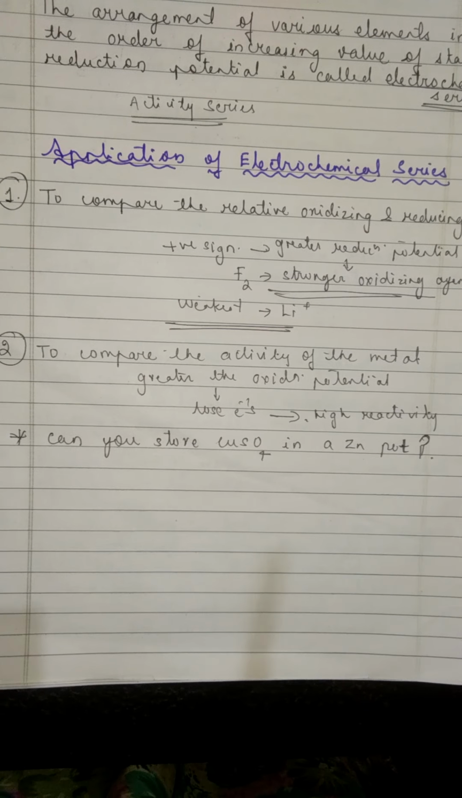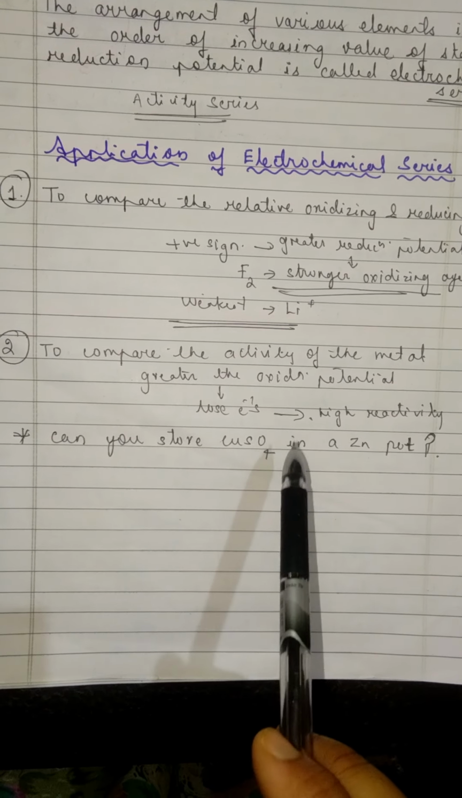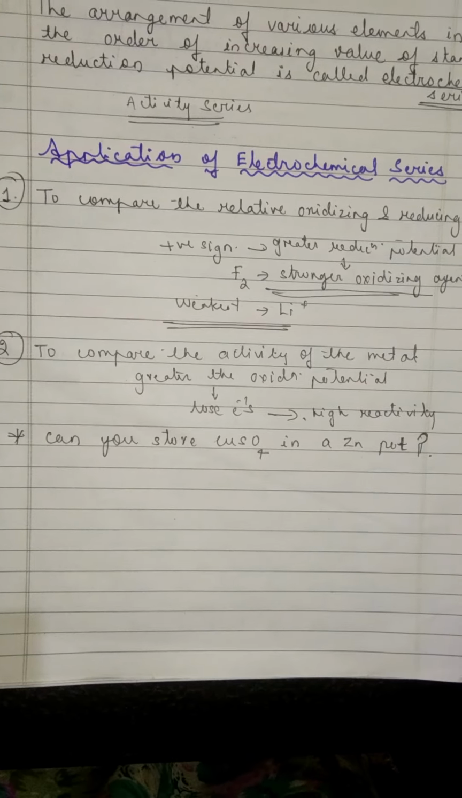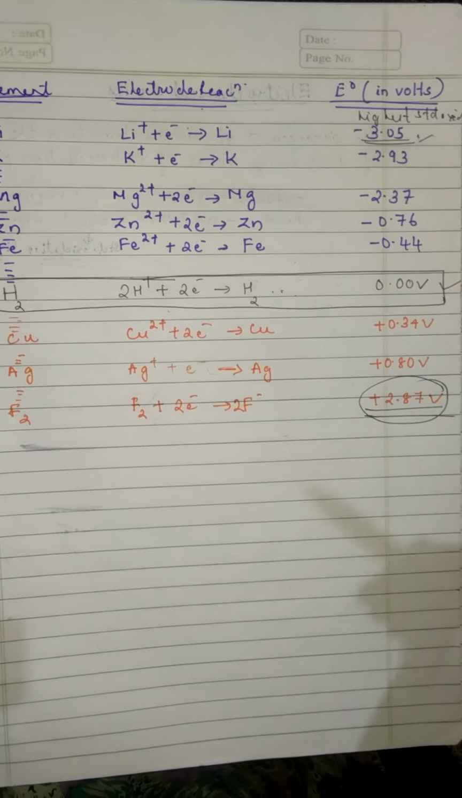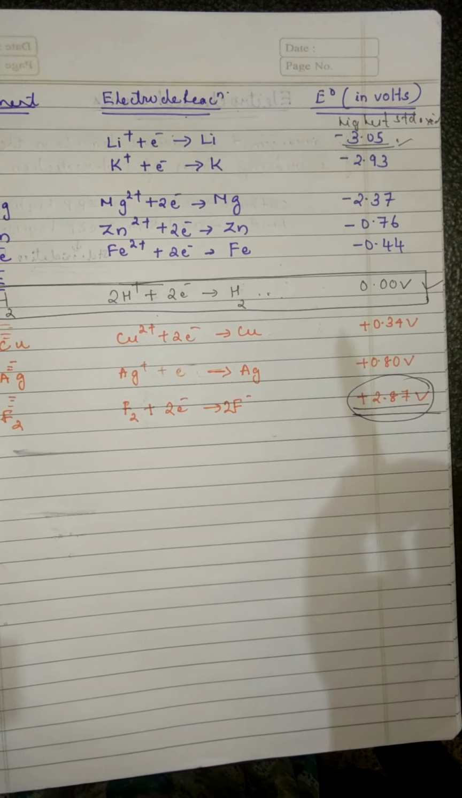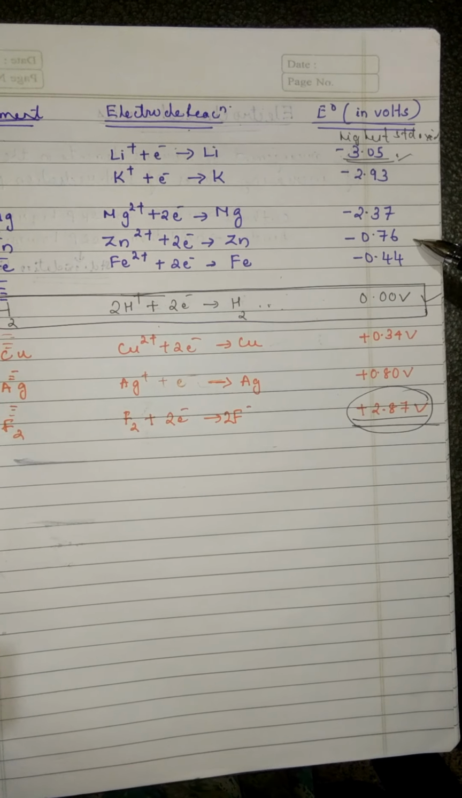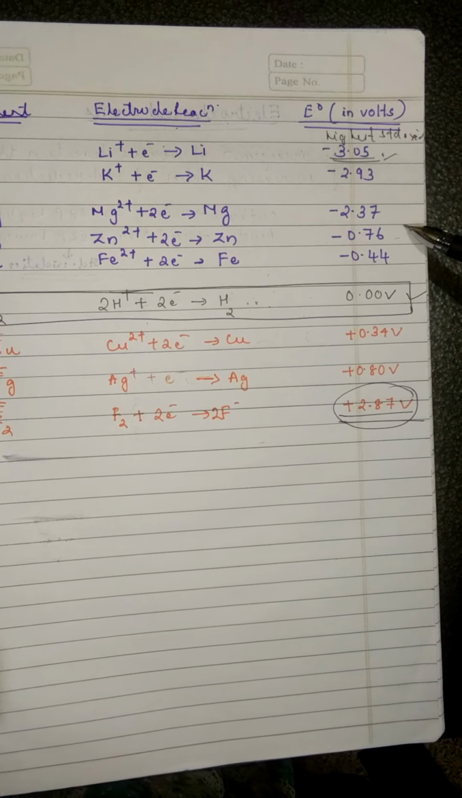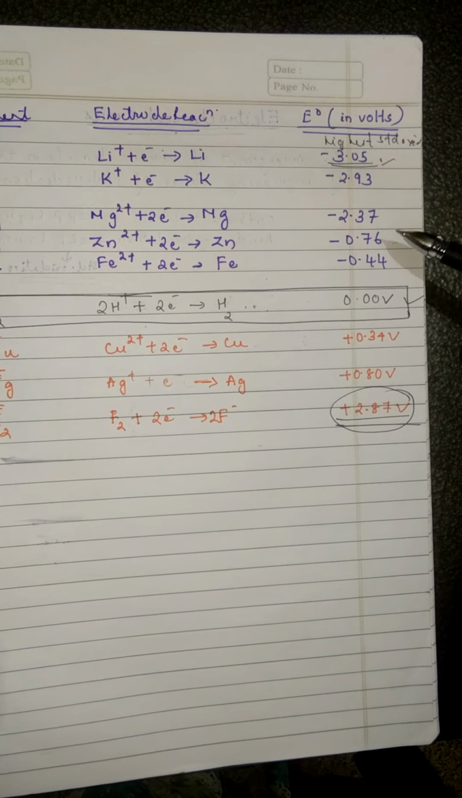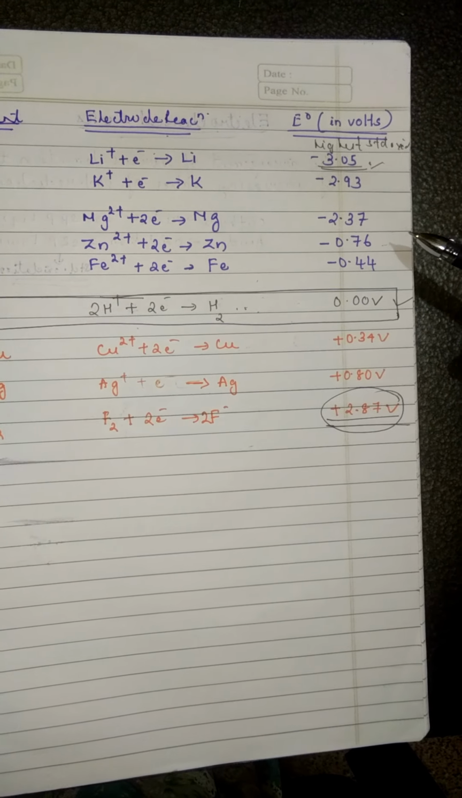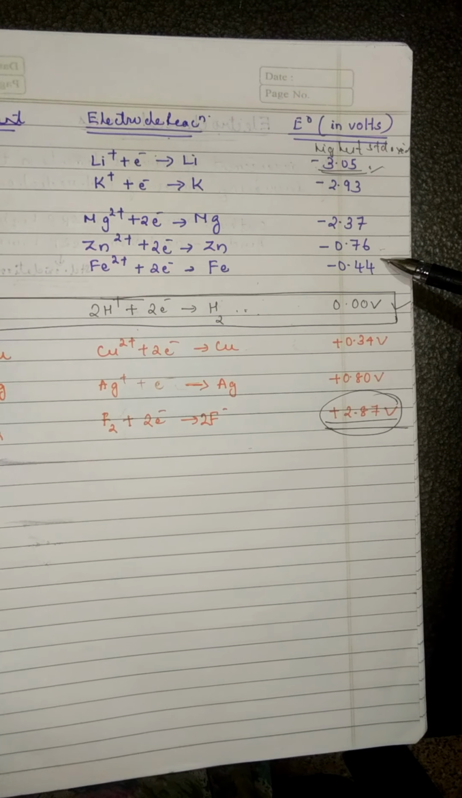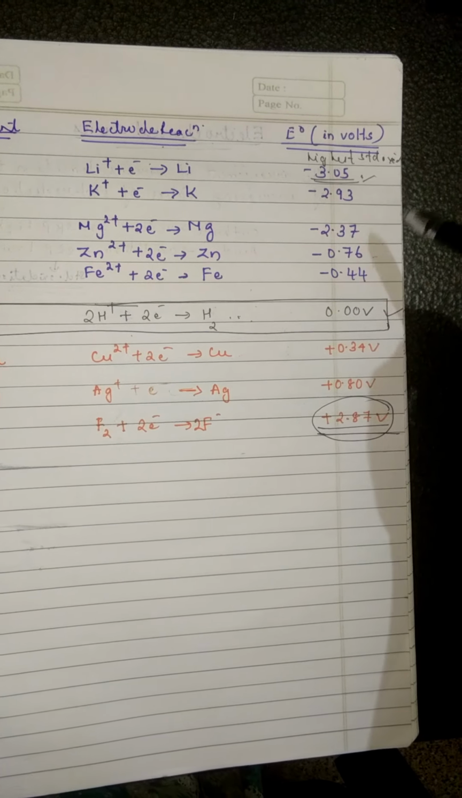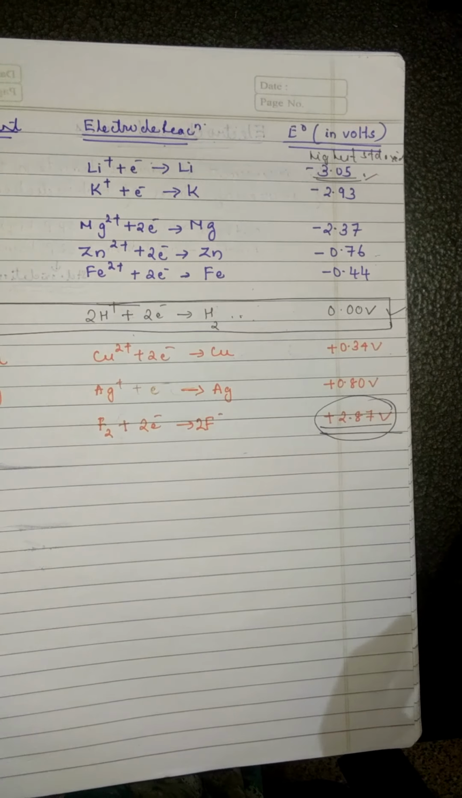So there is a question in your NCERT text. Can you store copper sulfate in a zinc pot? Just consider our electrochemical series. Just now we have said, the elements which have a greater oxidation potential can easily lose electrons, and thus they have a greater reactivity. So the metals with greater oxidation potential can displace metals with lower oxidation potential.